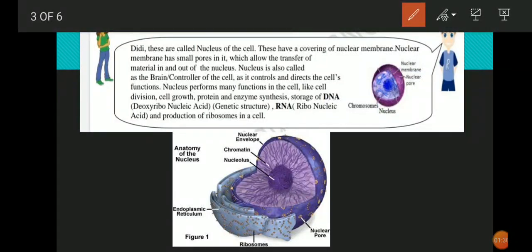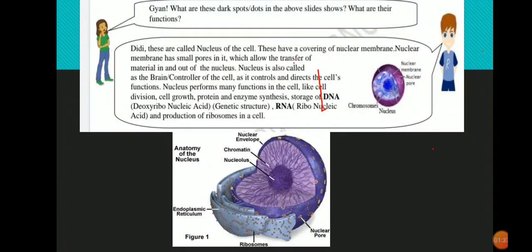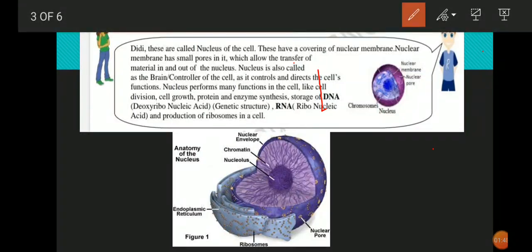Now next is, what are the dark spots in the above slides. Gyan is being asked by his Didi that the dark spots which are in the slides, as I told you in the last slide, are of what? Now Gyan is telling that these are called nucleus of the cell. They have a covering of nuclear membrane and have small pores which allow the transfer of material.